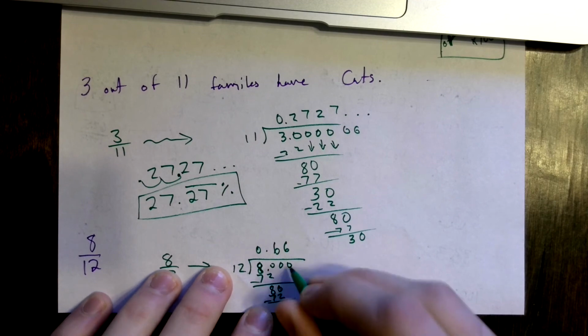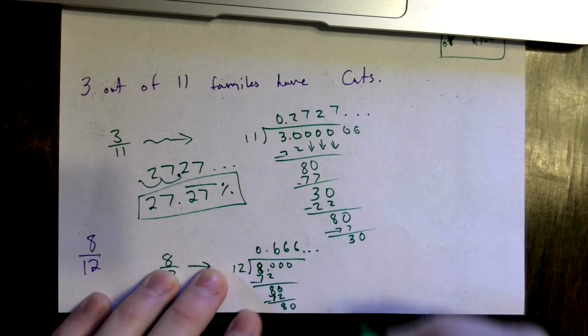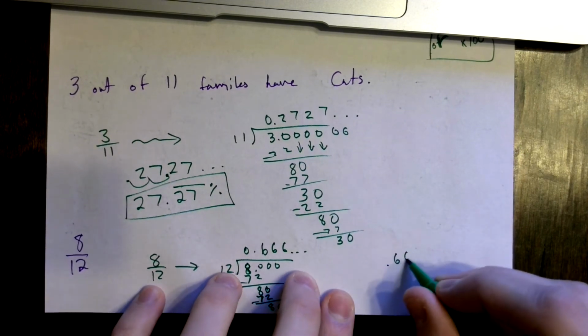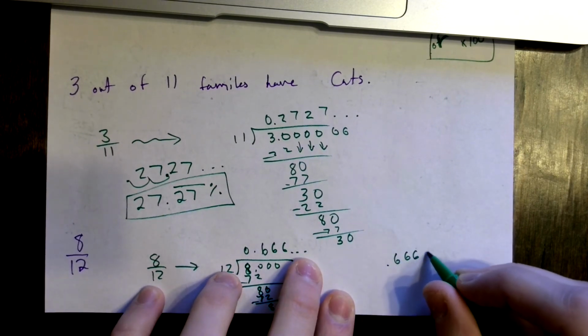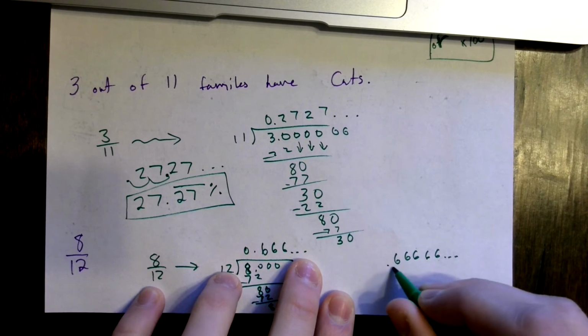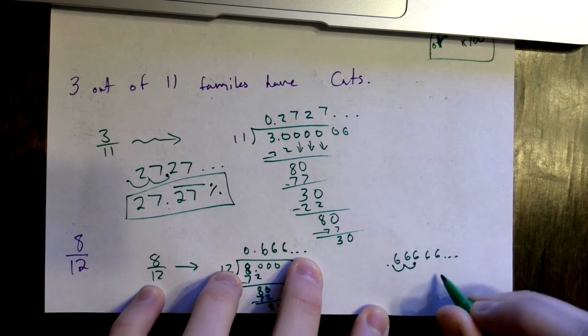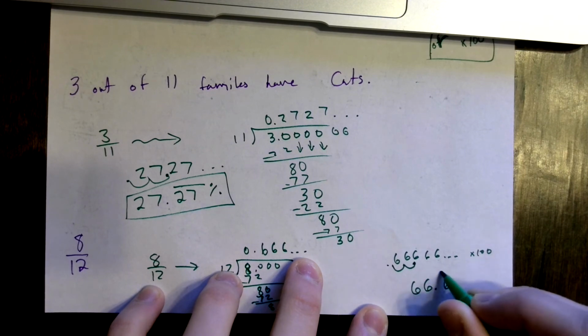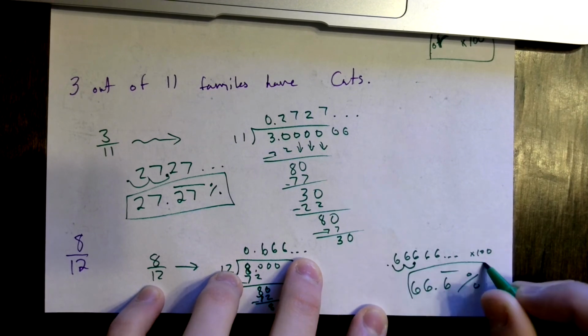Pull down an 8, pull down a 0, goes in 6 times, and you're going to notice this is going to keep going. So I can write this as 0.666. Forever it would go. Move that decimal point 2 places or multiply by 100. And we get 66.6 repeating percent.